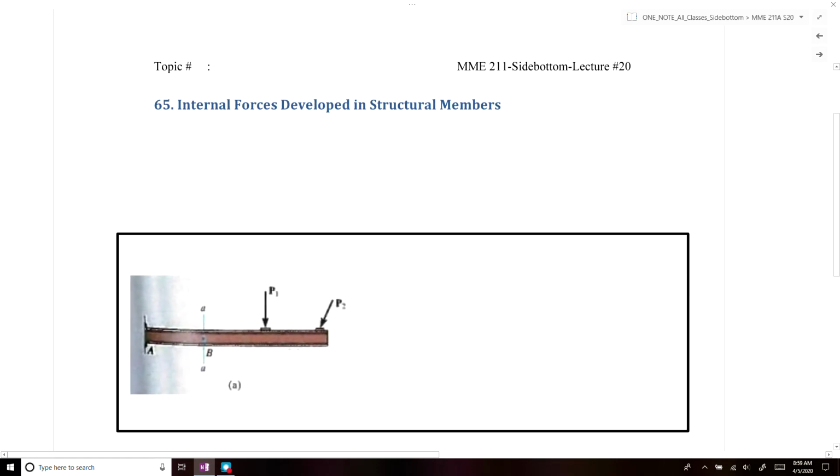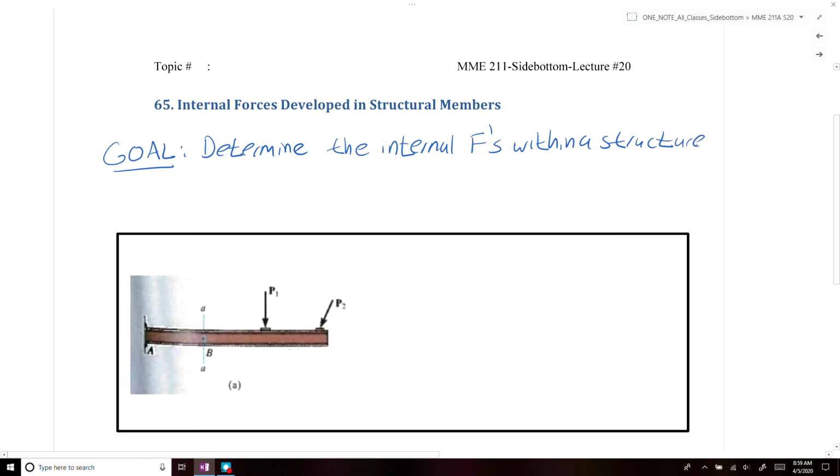Alright, so in this video we're going to introduce the concept of internal forces that develop within structures. So our goal for this lecture is to determine the internal forces within a structure. Alright, the reason we're interested in doing this is if we know the internal forces within each component, we may properly design each component to prevent failure.